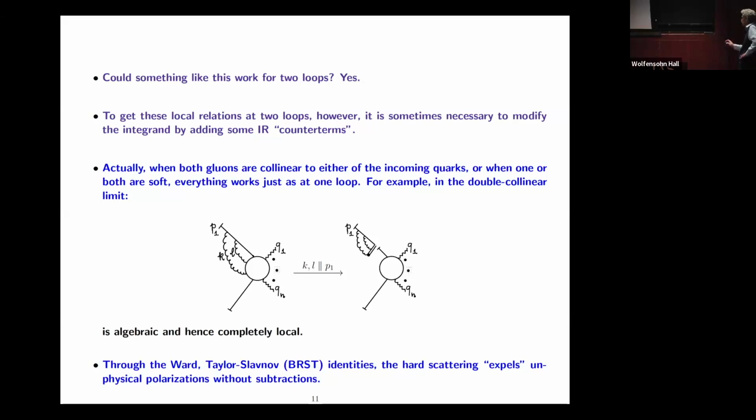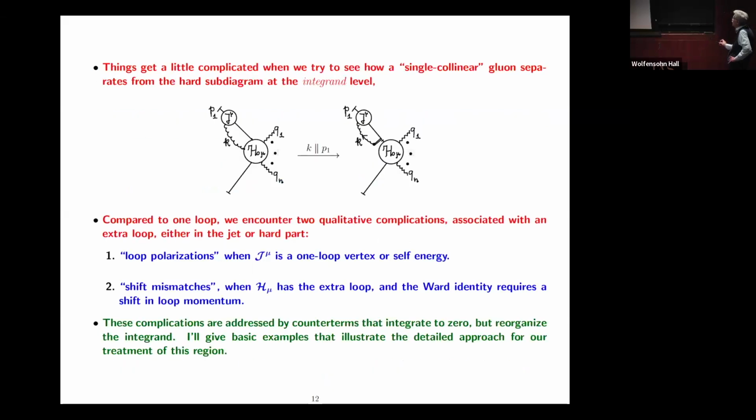Okay. So one way of thinking about it is through the Ward, Taylor-Slavnov identities: the hard scattering, in essence, expels the unphysical polarizations, which are what really make subtractions a complicated process. They're simply expelled at the local level if you add up all the diagrams in the hard scattering first. So you don't have to calculate or identify the poles independently.